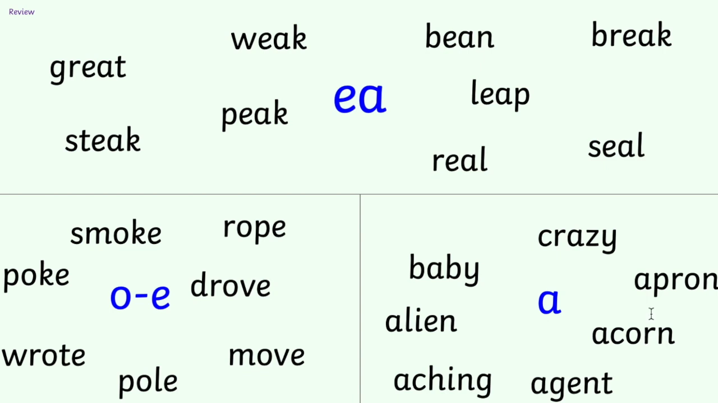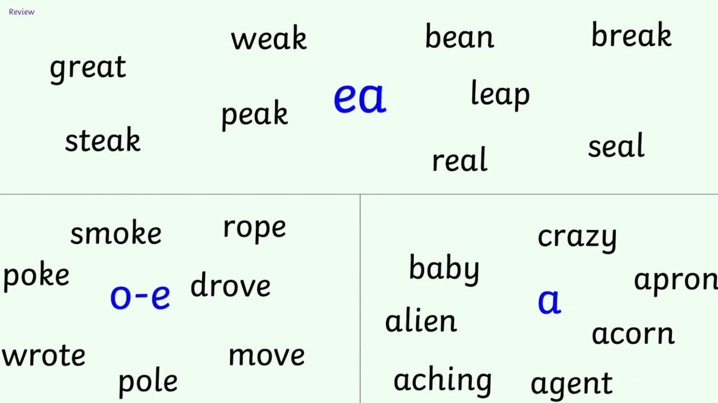Okay, let's have a look at the last box then. So this is the A sound. We've got baby, crazy, apron, acorn, alien, aching, and agent. And again, we've got some unusual sounds and letters in these words. So we've got agent with a letter G making a soft sound, J. And we've also got aching, where the CH is not actually making a ch sound, it's making a k sound. So just an unusual word that you don't need to know, but just an example of words that don't always follow the patterns that we've learned.